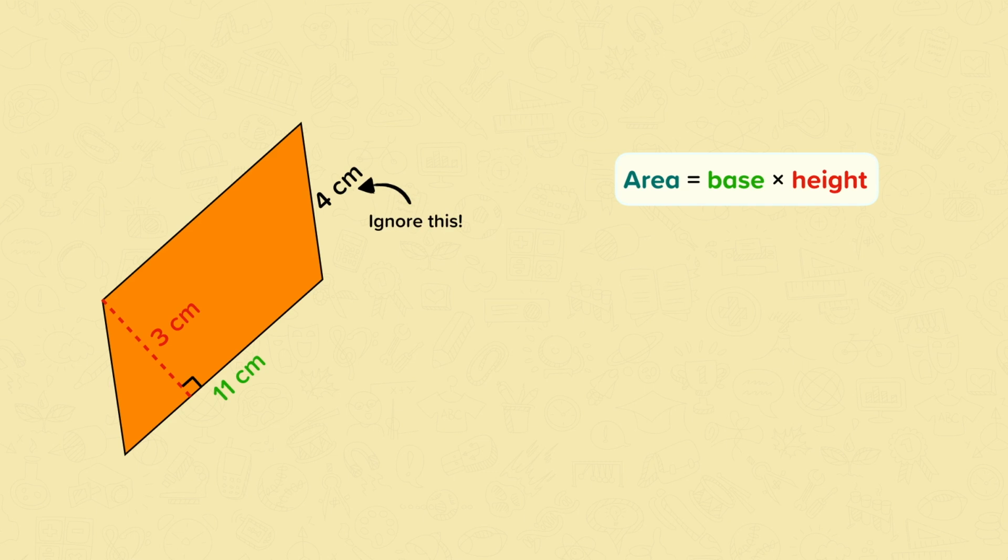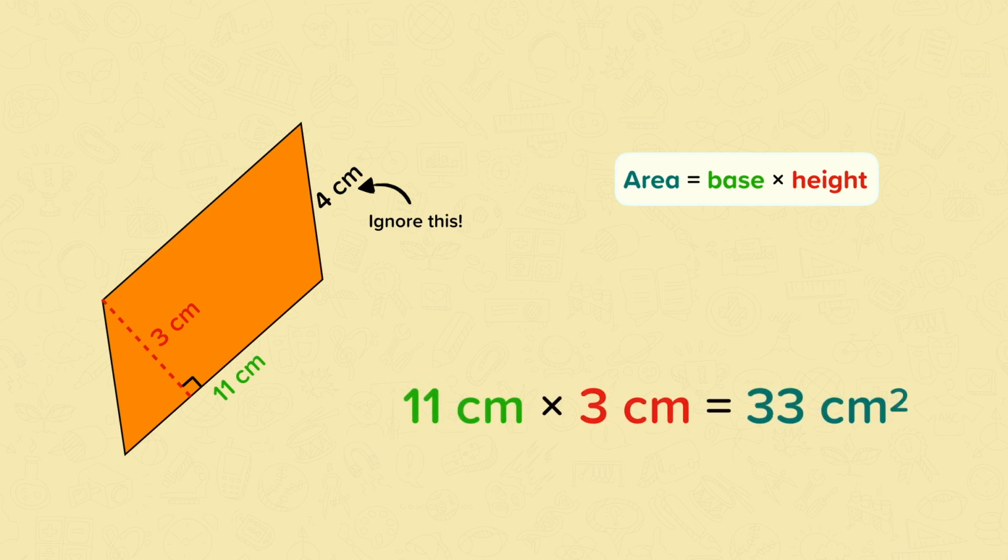The base is 11 centimetres and the perpendicular height is 3 centimetres. We can see that they are at a right angle to each other. 11 times 3 is 33. The area of the parallelogram is 33 centimetres squared.